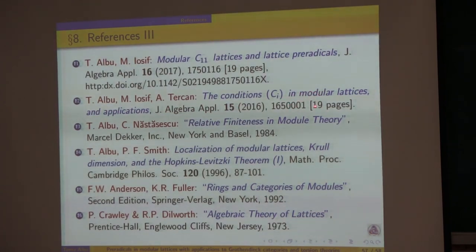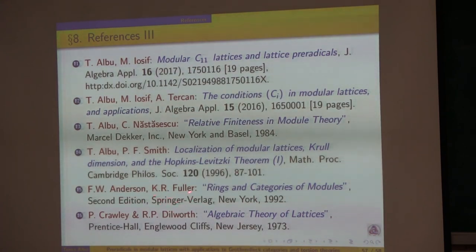Okay. One C1, C2, C3, C11, C12. This is a monograph in Marcel Becker with Nastra Sesquias, 84. Now we have, I used some notion in this paper with practices, both localization, both abstract classes, predictable class, and so on.